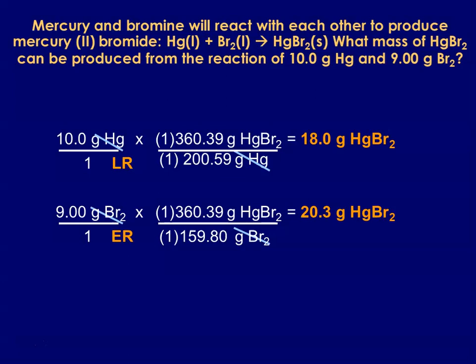And so the mass of mercury 2 bromide would be 18 grams. That's the amount that I can make before I run out of bromine, before I run out of mercury. At that point, I would not be able to make any more HgBr2.